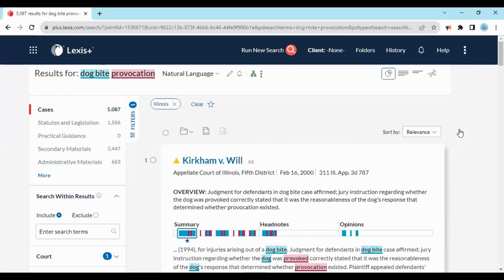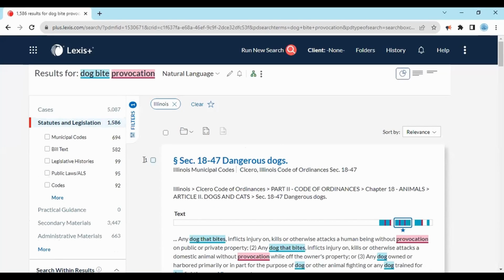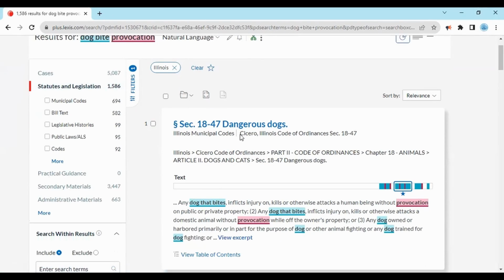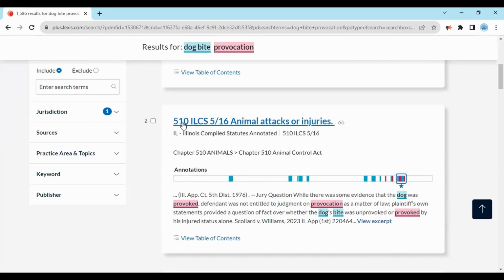So the first thing that's probably going to come up are cases. And we're going to get to cases in a second, but our boss asked us first to find an Illinois statute that talks about when an owner is liable for a dog bite. So let's click on statutes over here on the left. And you see our first one is an ordinance from the town or the city of Cicero. We were told to stay away from local ordinances. We want to find Illinois state statutes. So we're going to skip that one. And let's go down to the second one.